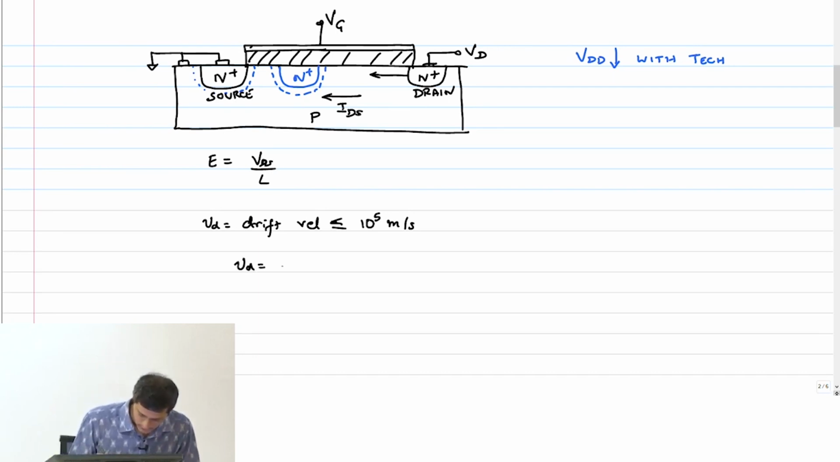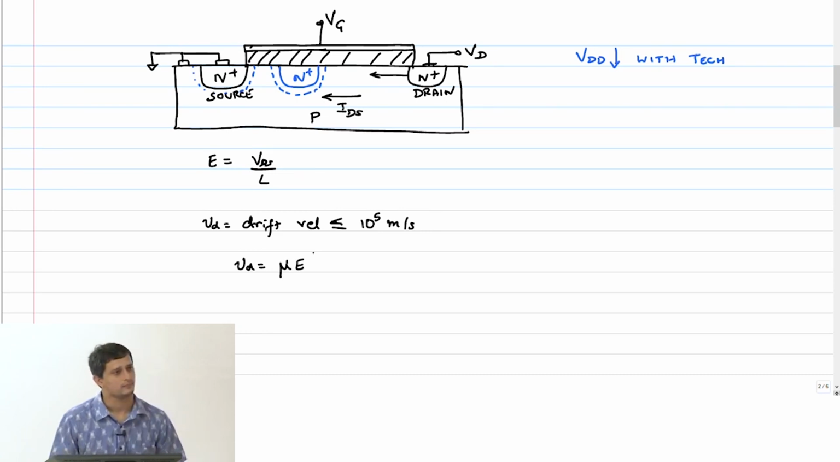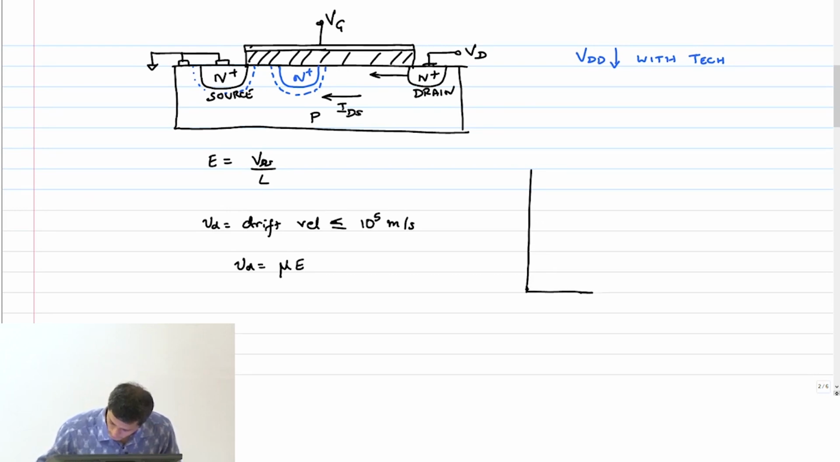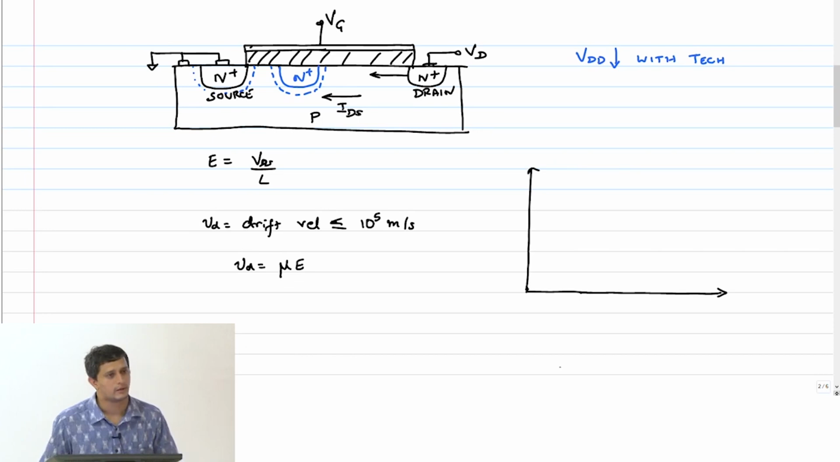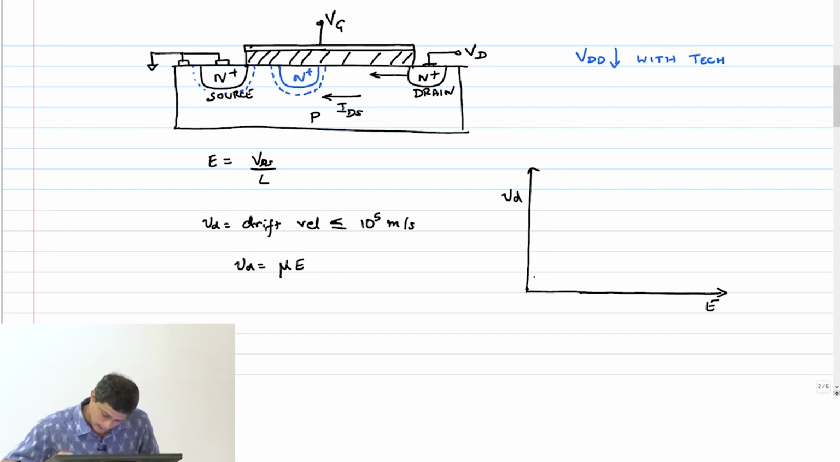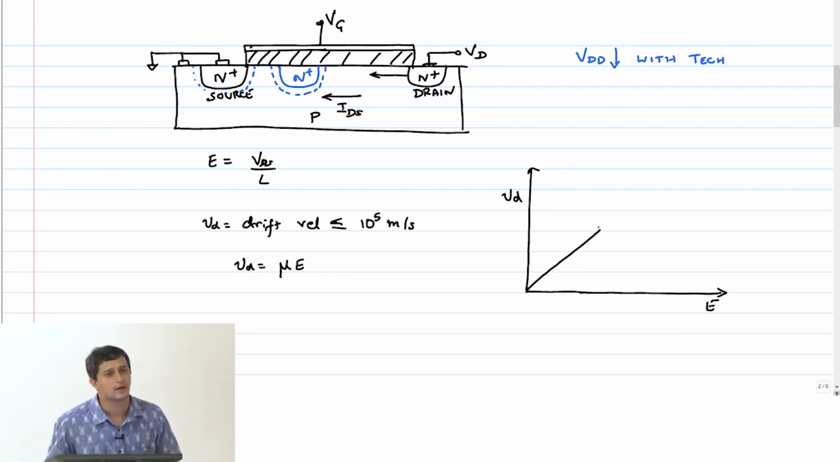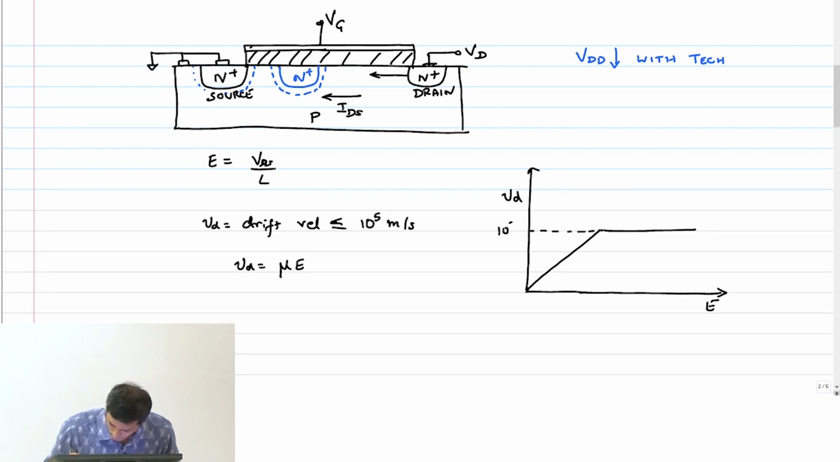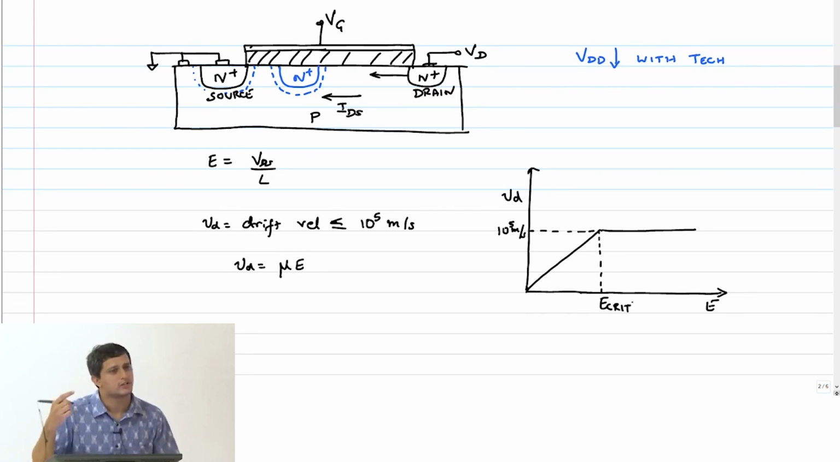Drift velocity is mu times E. If the channel was long enough, how would Vd versus E look? It would basically be a straight line. Now what are we saying? This saturates, at somewhere around 10 power 5 meter per second. That means there is a critical electric field beyond which this saturation takes place.